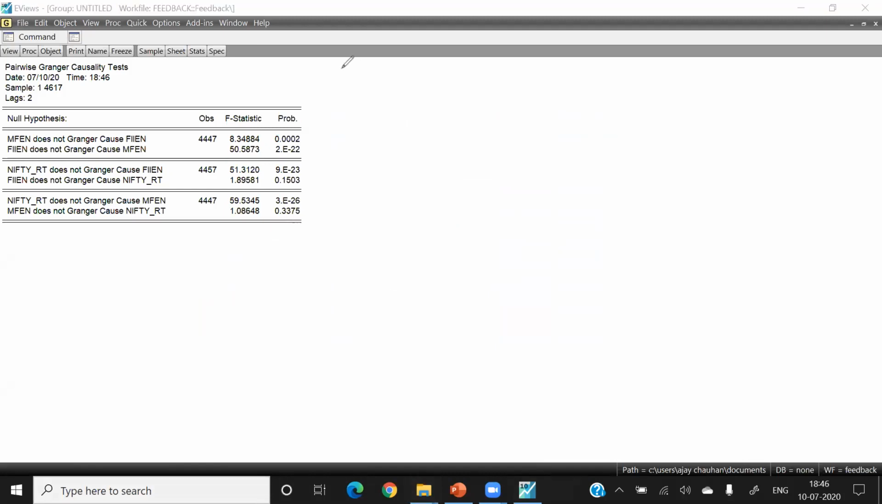Number 1. Find out the highest value of F statistic. The highest value is found to be 59. You can see the highest value is 59, right? So we can say the most strong relationship is in the direction of Nifty to the mutual fund. So there is a significant causality in the direction of the Nifty and the mutual fund. This is the strongest relationship I found from the result of Granger causality, because F statistic is very high and probability value is less than 0.05.